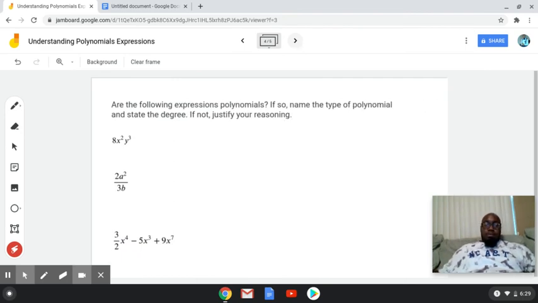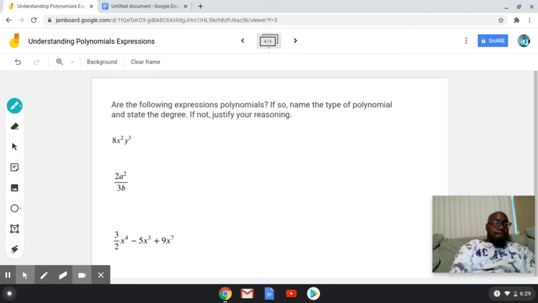So let's try them out. Are the following expressions polynomials? If so, name the type of polynomial and state the degree. If not, justify your reasoning. Looking at the first one, do you think the first one is a polynomial? Yes, it is.